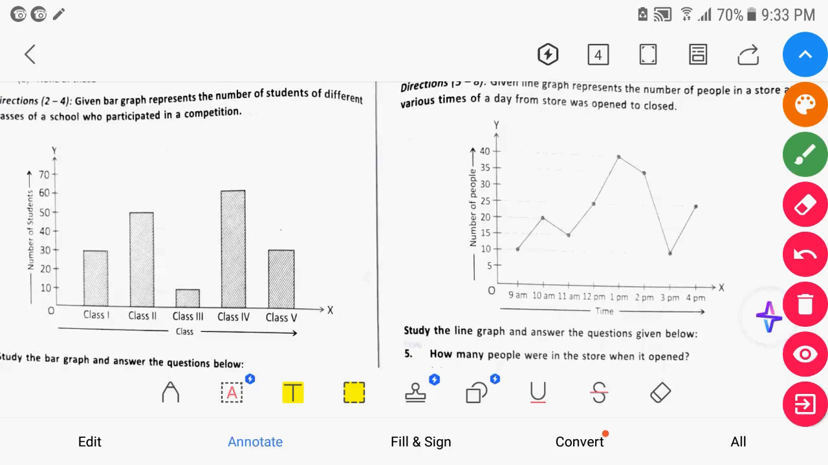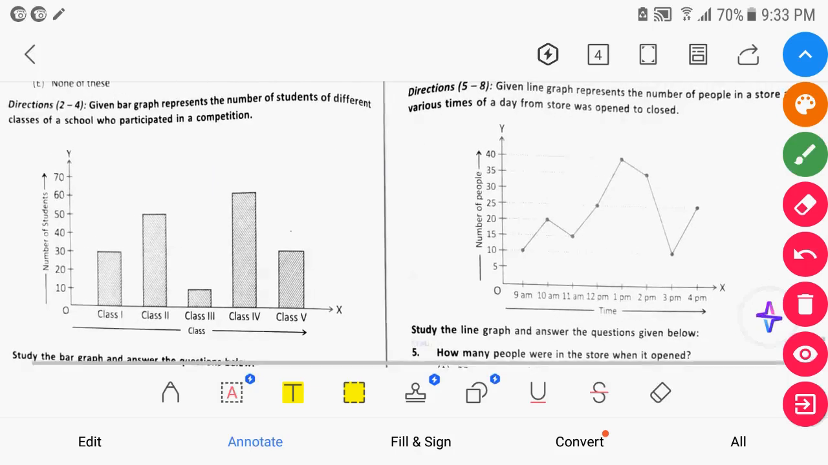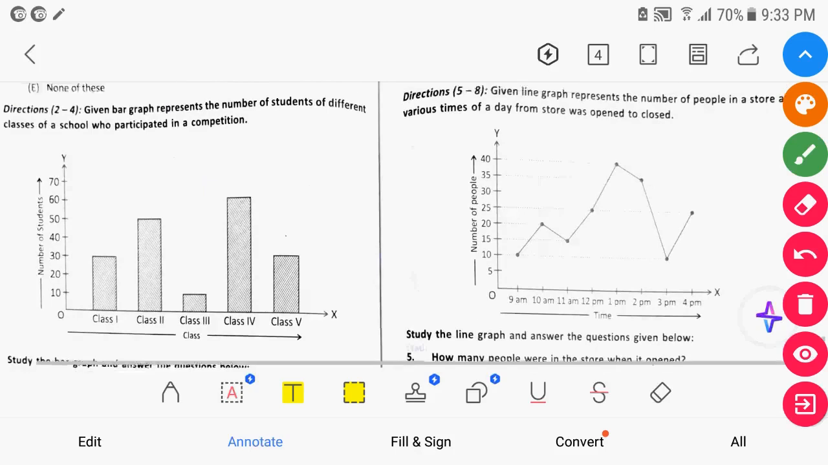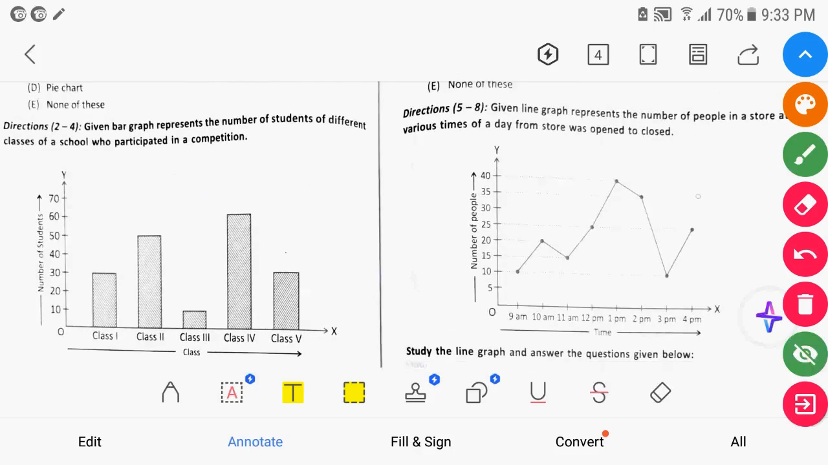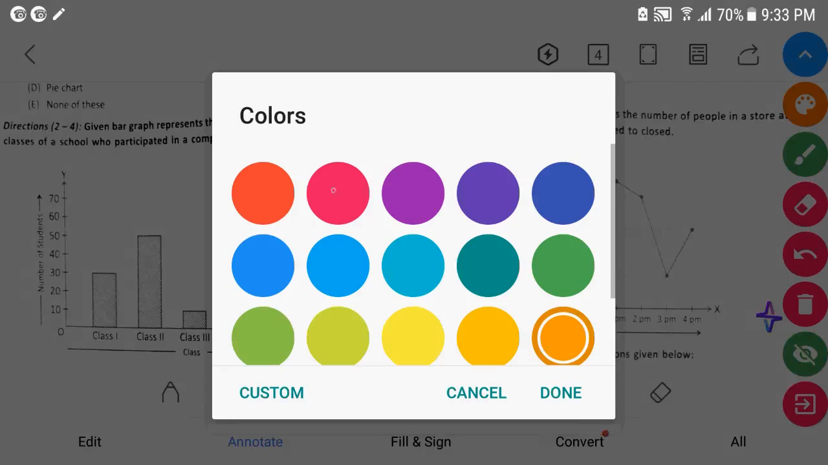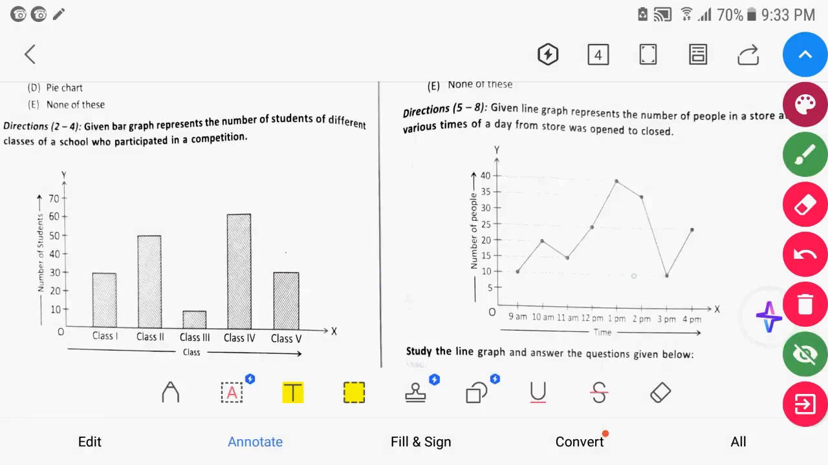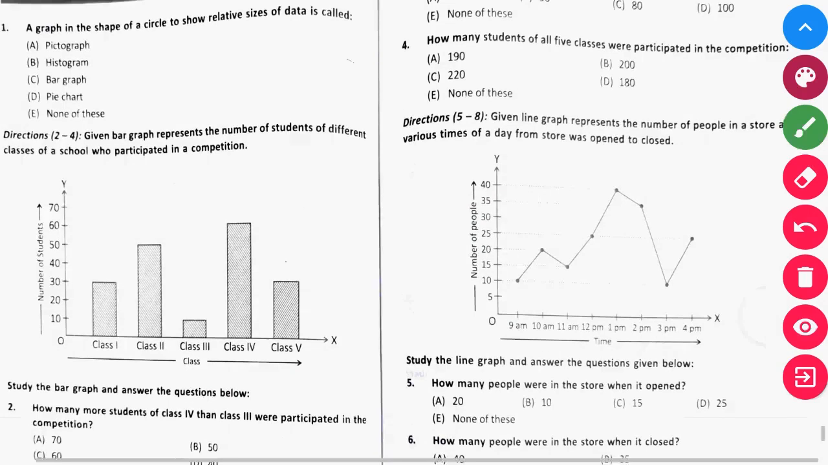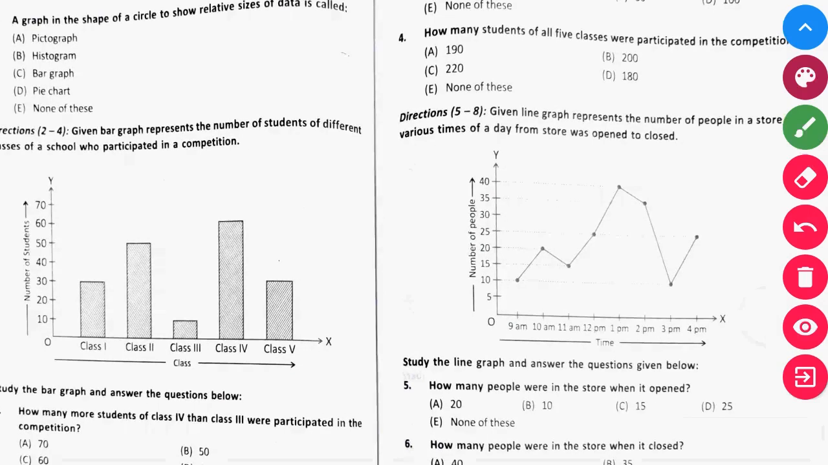Now the next graph is in the form of a line. Okay, so this graph represents the number of people in the store at a particular time of the day. At 9 a.m., 10 people were there, at 10 a.m. 20 people were there, at 11 a.m. 15 were there, at 12 o'clock 25. So the x-axis shows the time and the y-axis shows the number of people at that time.